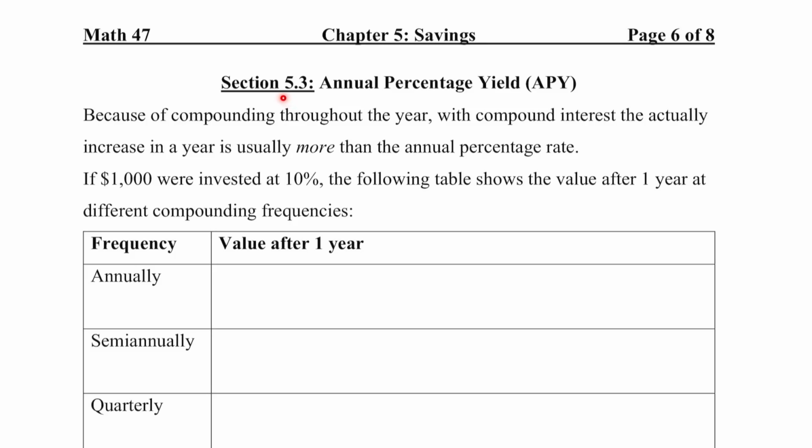Section 5.3, Annual Percentage Yield, APY. In this section, we are going to learn the difference between APR and APY.